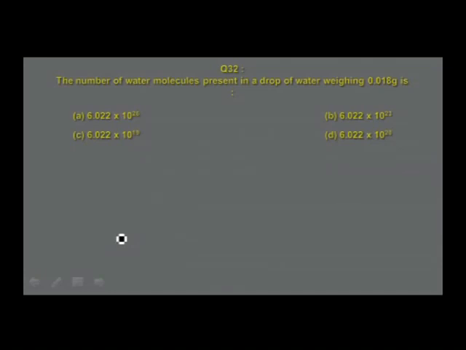The number of water molecules present in a drop of water containing 0.018 gram is. This is a question which is related to number of molecules and mass. Mass and molecules, you know, 1 molar mass of a substance contains Avogadro number of molecules. That is, what is the molar mass of water? Molar mass of water is 18 grams. 18 grams contains 6.022 into 10 power 23.